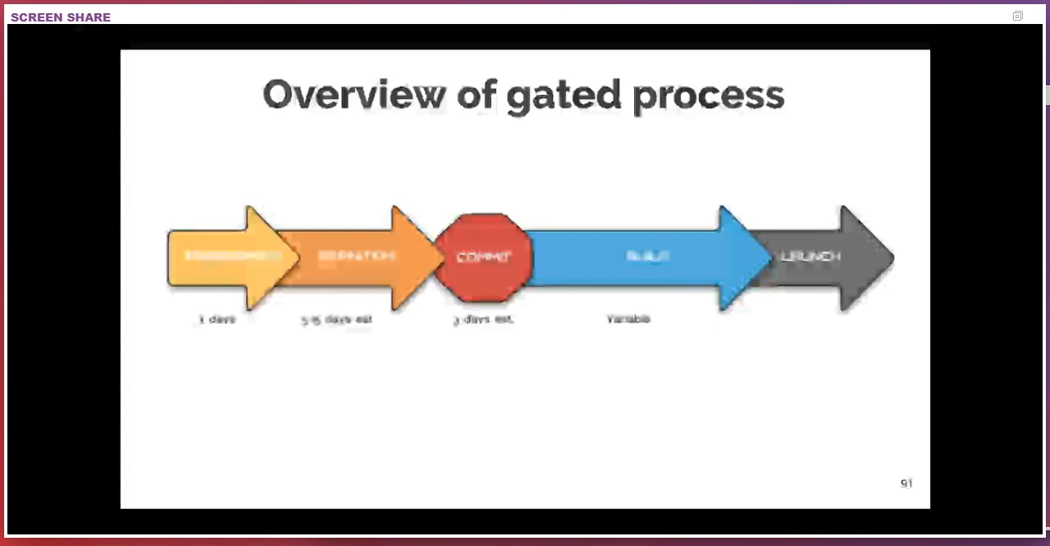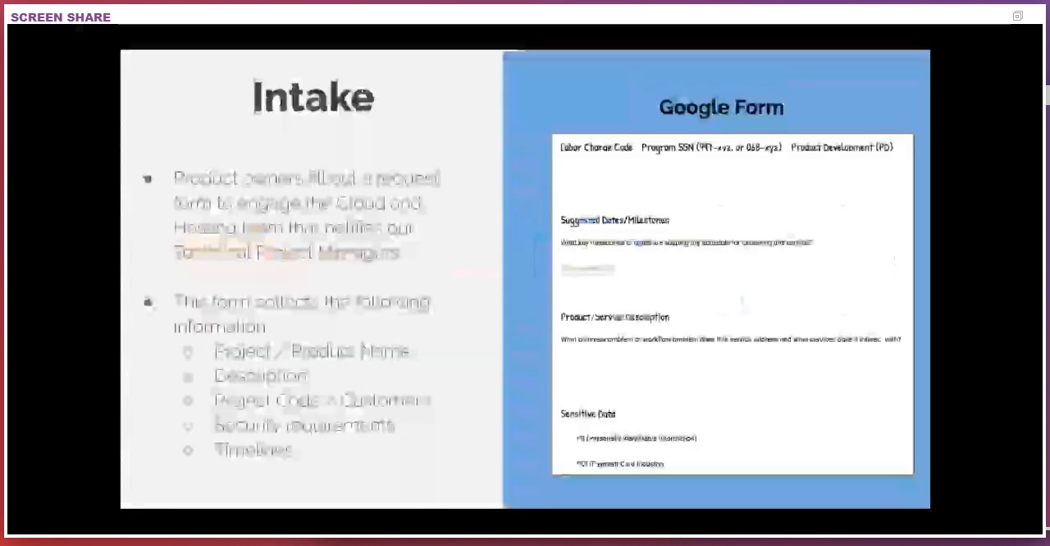Just to give you a sense of what that looks like, we have all product owners fill out a form. This is how they want to engage our team. They get assigned a technical project manager. We collect information like the project description, security requirements, and any timelines it's due on.